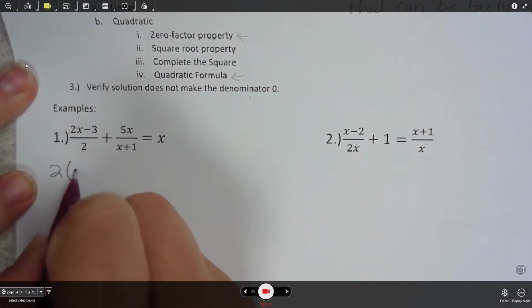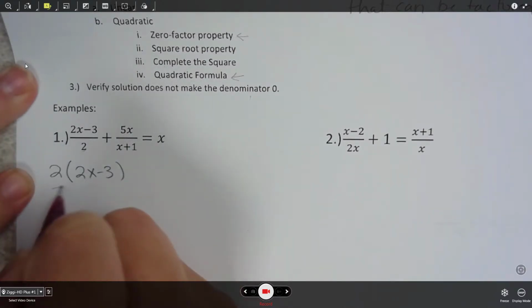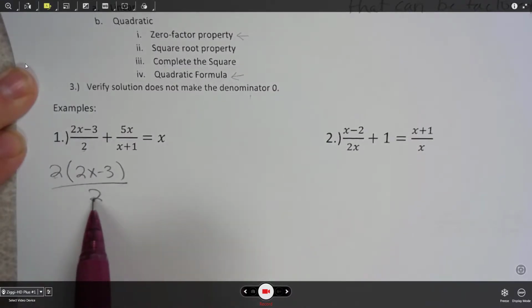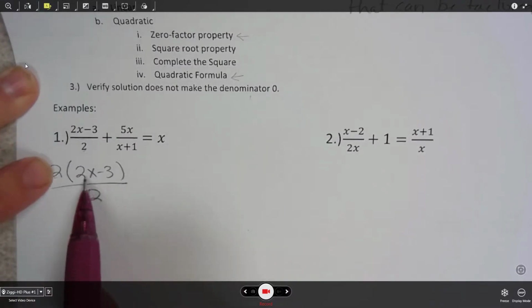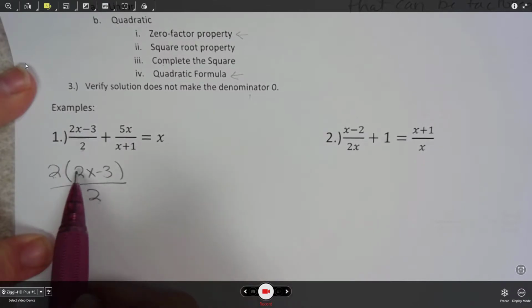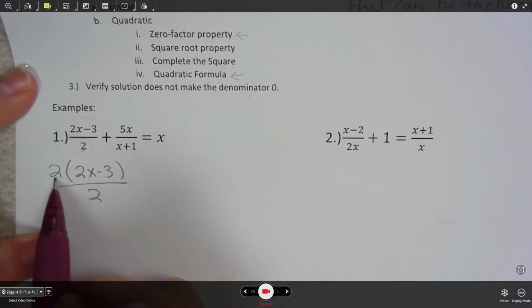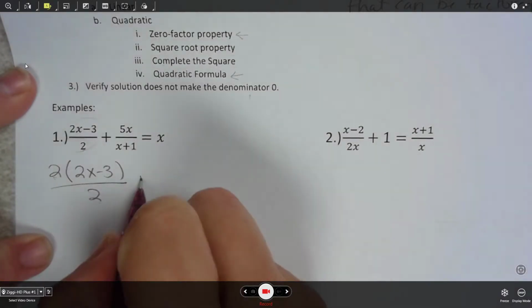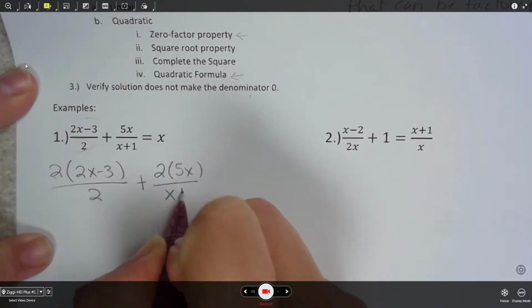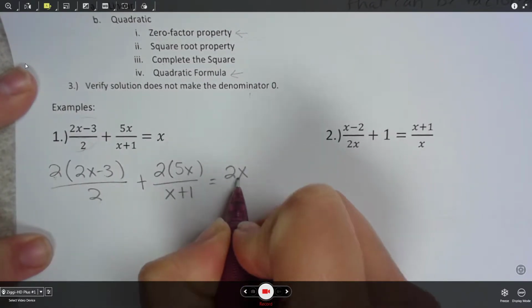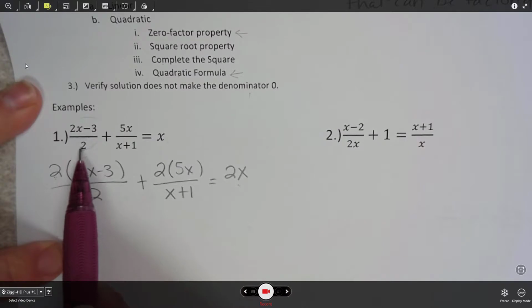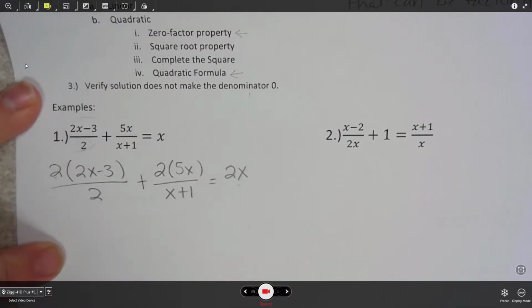So I'm going to come up here and say 2 times 2x minus 3. I've now taken this fraction and multiplied it by 2. Now this 2 and this 2 will divide each other out and leave me just the 2x minus 3. Because I have multiplied this fraction by 2, I have to multiply everything else by 2 so that my equation stays in balance. So everything is going to get multiplied by 2. I've taken care of this denominator. It should no longer be there once I actually do the multiplication.